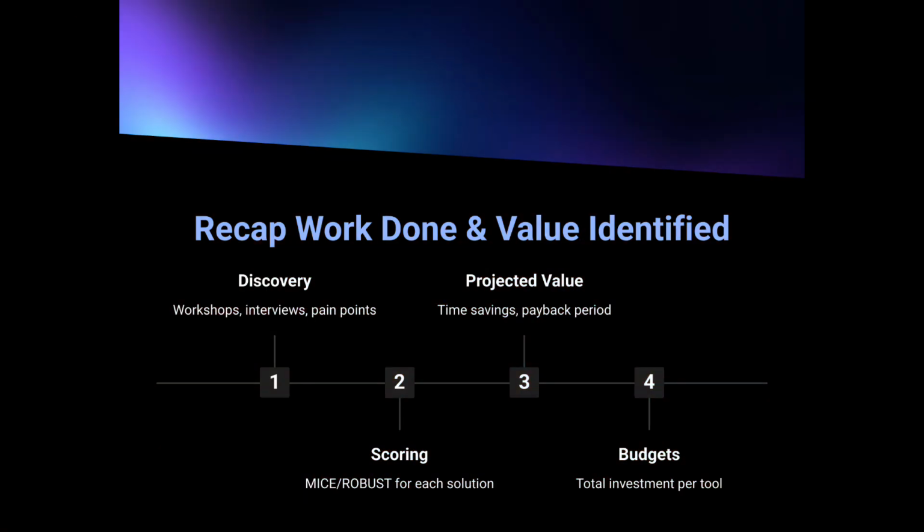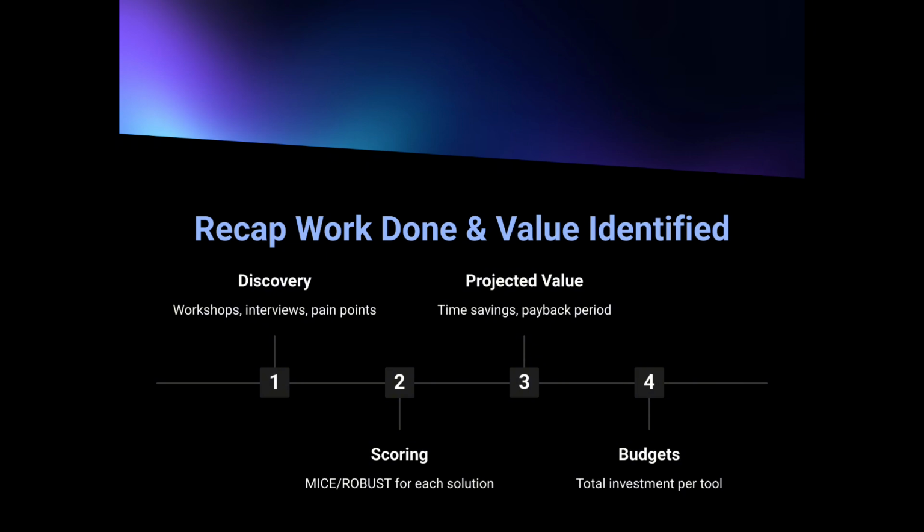So after you review the high-level budgetary items, you want to offer a succinct recap of your road mapping process, where you had a discovery process that involved workshops, stakeholder interviews, and then also review the initial pain points that you gathered from the sales process. Then you want to get into the scoring and prioritization methodologies and explain the uses of the MICE and ROBUST scores that were their homework that spotlighted the most impactful and easiest to implement AI solutions.